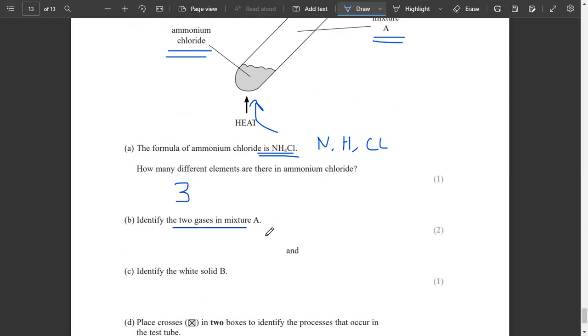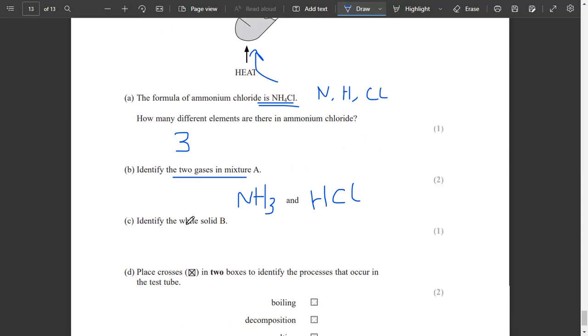We haven't covered this chapter, so you may have some issue. One, you will get ammonia, you take NH3 out of NH4, and the other, an HCl gas will come out. So white solid B would again still be ammonium chloride, NH4Cl itself. This is from our next chapter.